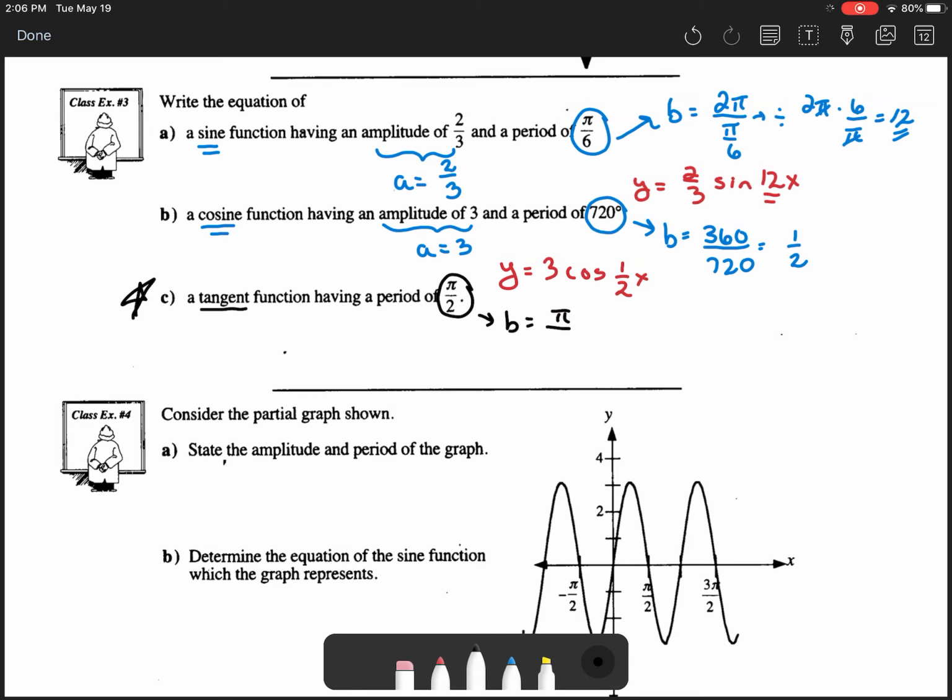When I do the b value, we're in radians here. I take the normal period length for tangent, pi, and divide by the period length in this question, pi over 2. Remember, this means divided by. So this is like pi times 2 over pi. The pi's cancel, so you are left with 2. Therefore, your equation here would simply be y is equal to the tangent of 2, there's your b value, x. And there's your final equation.